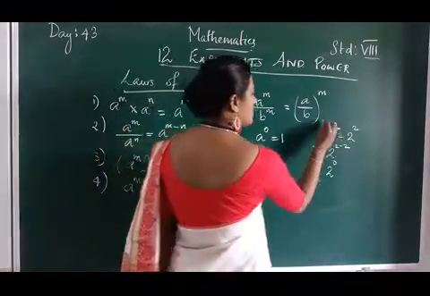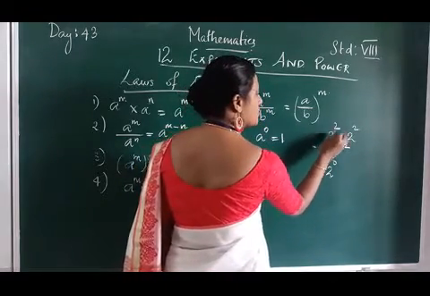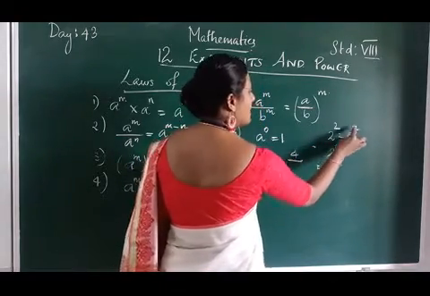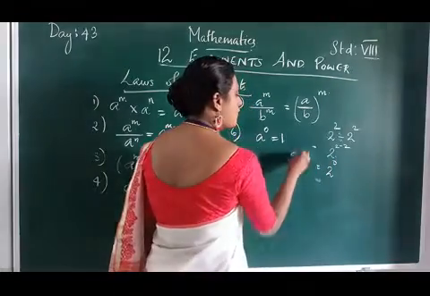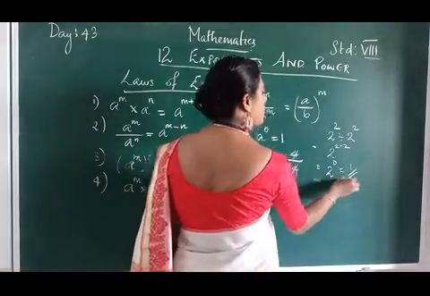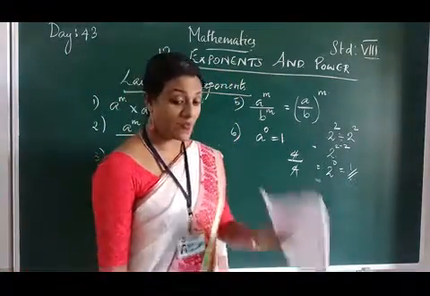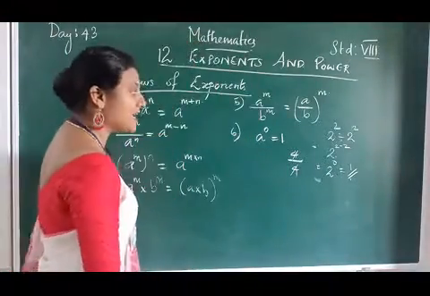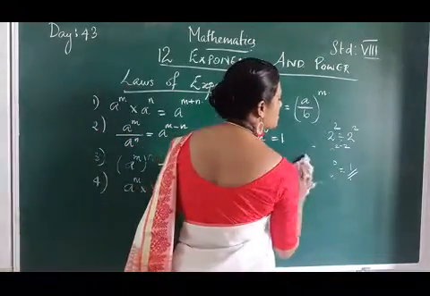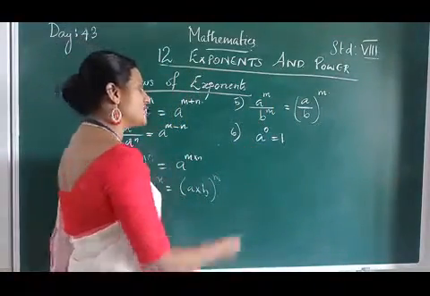Next, the second type: 2 square divided by 2 square. We know 2 square is 4, divided by 2 square, which is 4. 4 by 4 is what? 1. So what is the answer for 2 raised to 0? 1 itself. So any number raised to 0, very very important point. Any number raised to 0, the power is 0, the answer is 1. Like that you have to study.